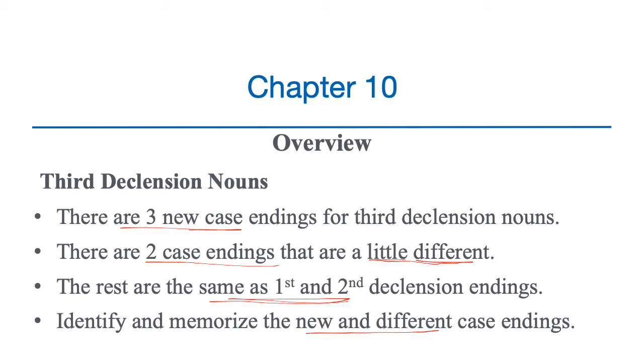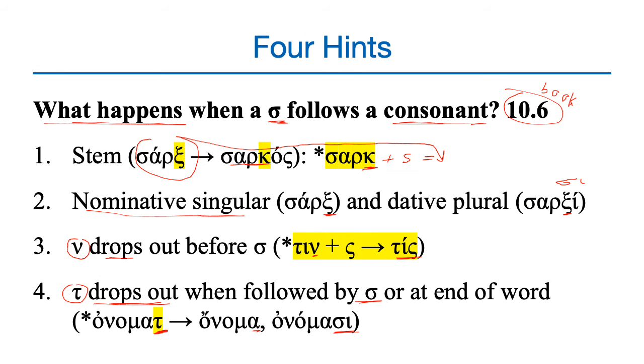And you will find that there are three new case endings in third declension nouns. And there are two case endings that are a little bit different. You've seen them before, but they change a little bit. But the rest are the same as the first and second declension case endings. You will identify and memorize the case endings for third declension nouns, but mostly memorize the new and different case endings because the rest you've already learned. This is just to get your mind ready for third declension nouns.